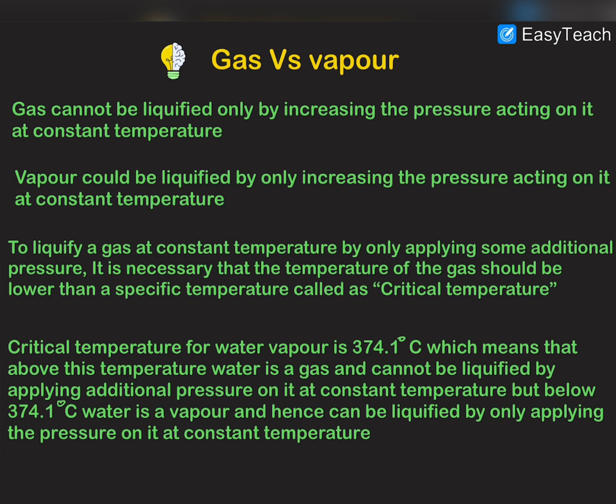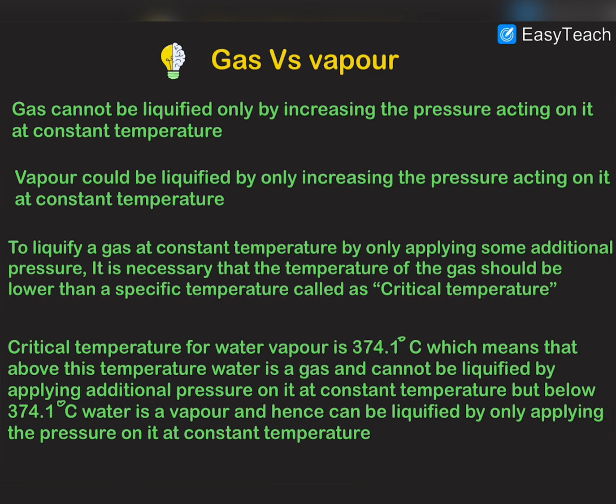So the basic difference between a gas and a vapor is the fact that gas cannot be liquefied into liquid by only applying pressure at constant temperature, but the vapor can be liquefied directly by applying pressure at constant temperature. So how to liquefy a gas?